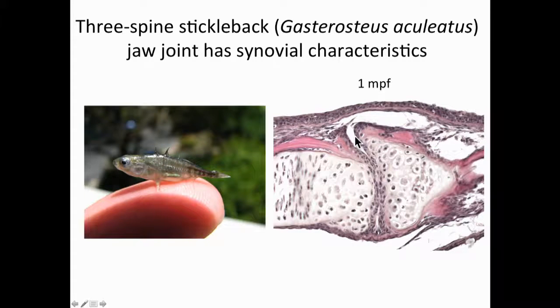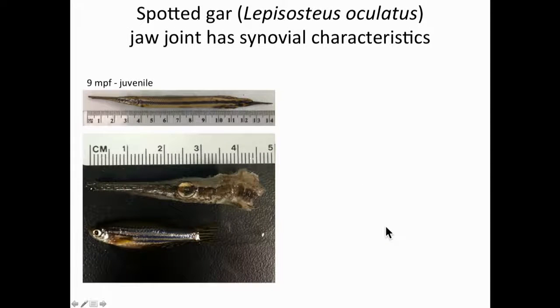So the three-spine stickleback we got from Craig Miller's lab, and you can see really clear articular cartilage on either side of the developing joint here at 1 month post-fertilization, and an even clearer joint capsule on the medial side of the jaw joint.